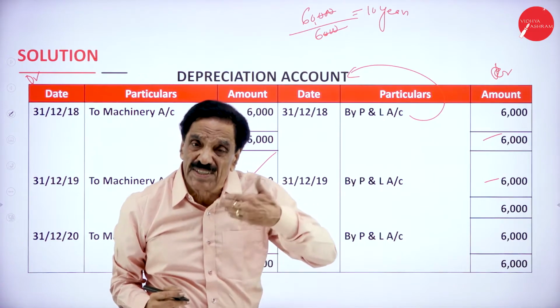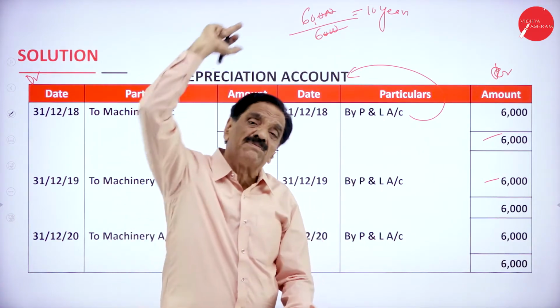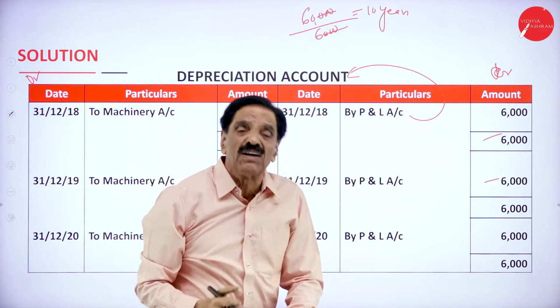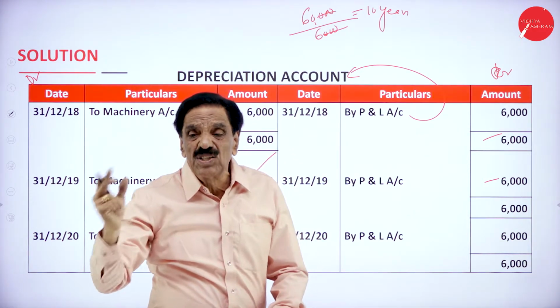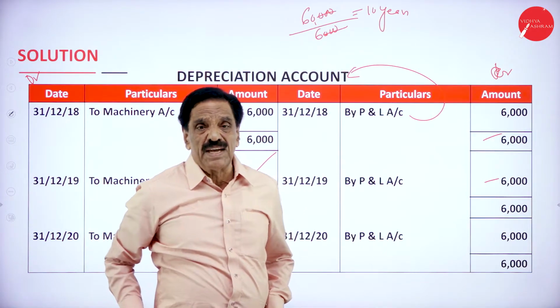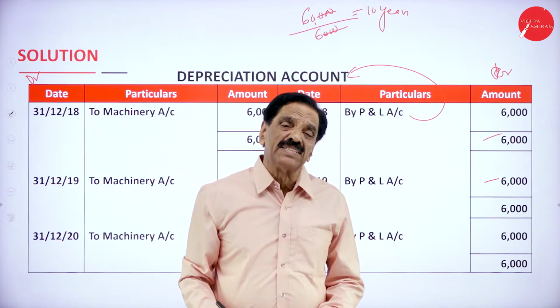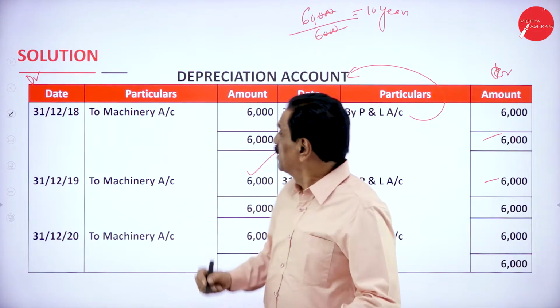Every year you are charging 6,000. At the end of the 10th year, the value of the asset becomes 0. If you sold it, it is called scrap value. Realization of waste is called scrap, we say. At the end of the 10th year, we can sell the machinery as scrap. So I think you understand.